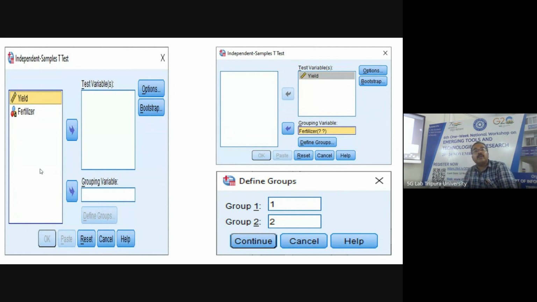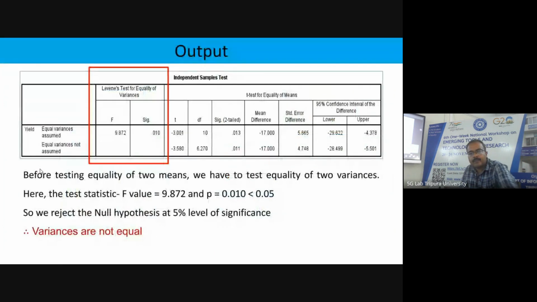What is the grouping variable? Two groups are there. One is ammonium chloride, the other one is urea. So fertilizer is the grouping variable. See the result. Levene's test for equality of variances: F value is 9.872 and significance is 0.010.